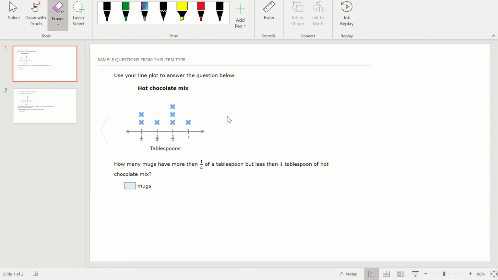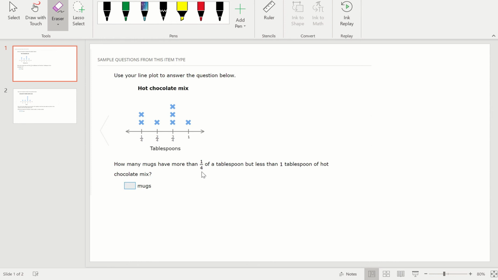It says, use your line plot to answer the question below. Hot chocolate mix. 2 people use 1/4 tablespoon, 1 person used 2/4 tablespoon or 1/2. 3 people used 3/4 tablespoon and 1 person used 1 whole tablespoon. How many mugs have more than 1/4 of a tablespoon but less than 1 tablespoon of hot chocolate mix?